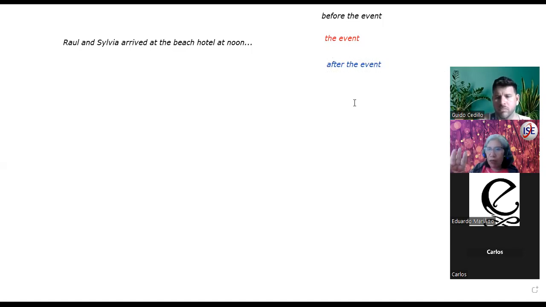So we have three steps. What happened before the event? So Raul and Sylvia arrived at the beach hotel at noon. What happened when they arrived? They went on vacation. They went to the beach on vacation. They decided to go to the beach because they loved the beach. They had made the reservations, or they had paid for their hotel room for 5 days before they arrived. They always dreamed of visiting the beautiful beaches that they were now.